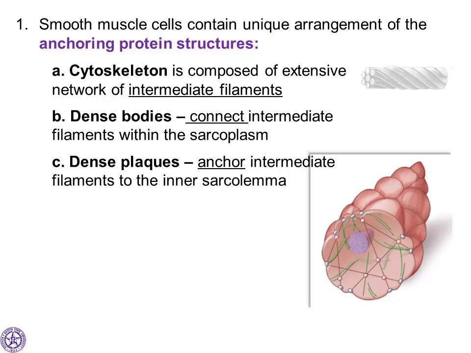But we're also going to have these features that you can see histologically. We're going to have these dense plaques and dense bodies. These are collections of proteins. If they're on the plasma membrane, we call them plaques. If they're internal in the cytoplasm, we're going to call them bodies. These are anchoring points for our contractile proteins.